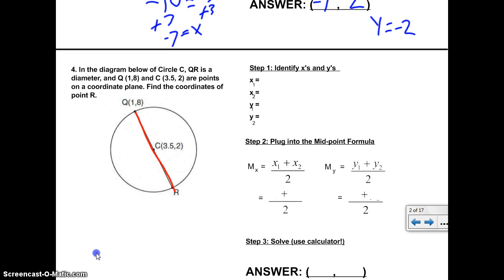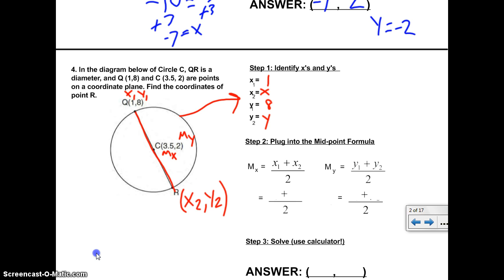Now we can actually label these center points. We know that 3.5 and 2, that's going to be our mx and our my, right? So those are our midpoints. And we know that Q can be our x1 and our y1. So let's transfer this information over to our step 1. So x1 we know is 1, y1 we know is 8. We don't know these endpoints. These are our x2 and y2, right? So for x2 it's x, and for y2 it's just y.